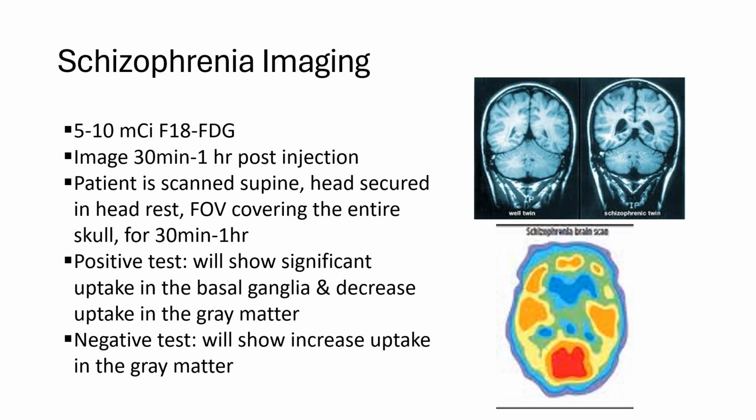So schizophrenia imaging with FDG requires giving 5 to 10 millicuries of FDG, imaging the patient 30 minutes to about an hour after injection. Patient is scanned supine, head secured in the headrest, and the field of view covering the entire skull for about 30 minutes to an hour. And then the positive test will show significant uptake in the basal ganglia and decreased uptake in the gray matter. A negative test will show increased uptake in the brain matter and look more consistent with what we normally see with an FDG brain scan.